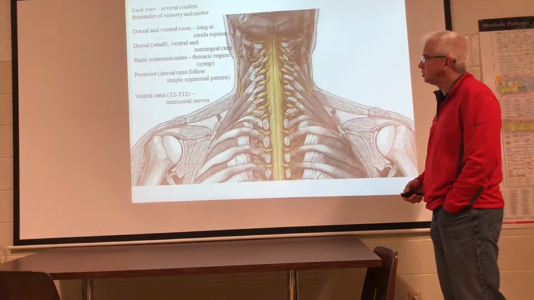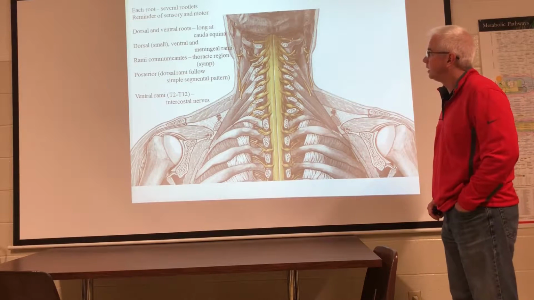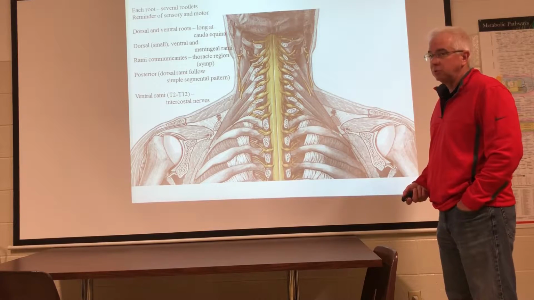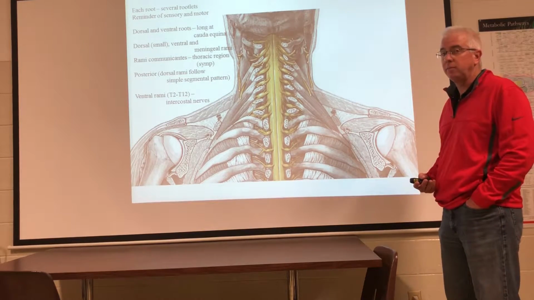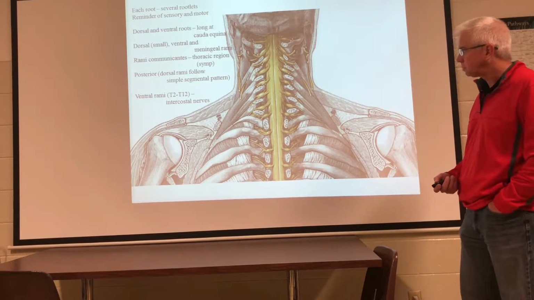All right, we're going to start with this picture that's not in your book. This is a picture of the spinal cord having been dissected. The spinous processes and the lamina have been removed. And so you can see the spinal cord from a posterior view here. That's why I like this picture.